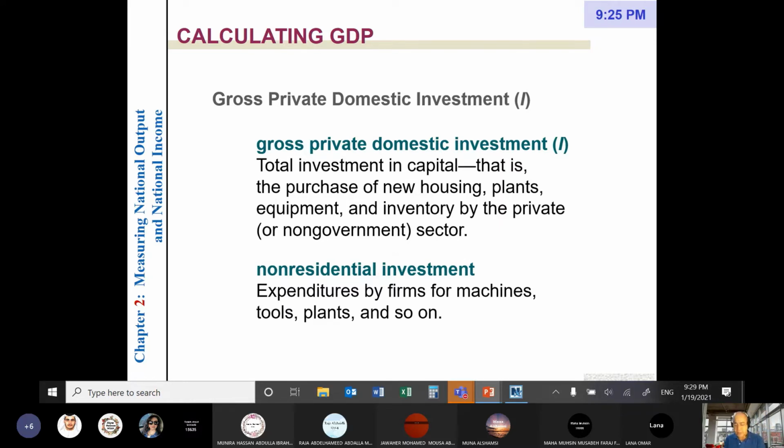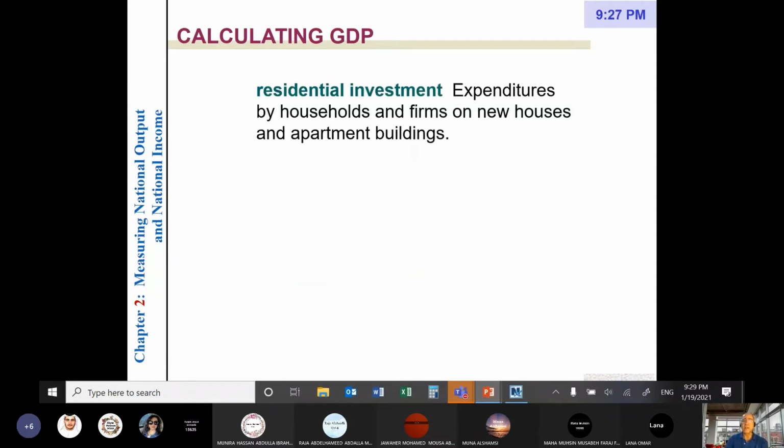Let me start with the first one with Munira. Non-residential investment, expenditures by firms on machines, tools, plants, and so on. Okay, so what is the meaning of non-residential investment? Spending by the business sector to add new machines, to expand their projects, or to set up new projects, new firms. So this is called non-residential investment.